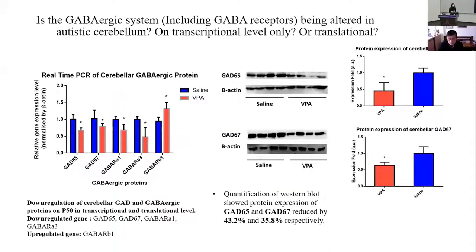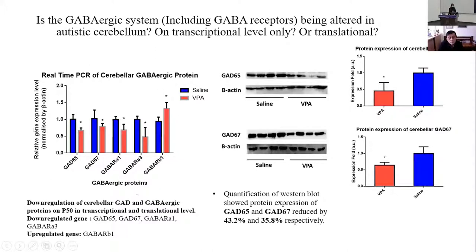And then I also investigated the GABAergic system. If you remember, I mentioned the Purkinje cell layer, in which the Purkinje cells are the sole output neurons in the cerebellum, sending signals to other parts of the brain. Actually, Purkinje cells are GABAergic cells, which are the inhibitory output neurons in the cerebellum. So that's why the GABAergic system is important here.